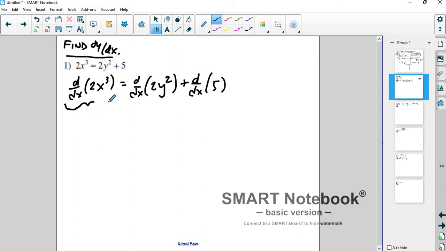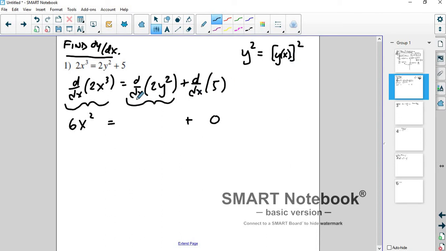So how do you do the derivative with respect to x of 2x to the third? Well, bring down the 3, and that's 6x squared. No big deal. Simple. How do you take the derivative of 5? You get 0. But now how do you take the derivative of 2y squared with respect to x? Well, here's the thing, and you've got to be really, really careful with this. Y squared is stuff squared, because y is still the dependent variable and x is still the independent variable.